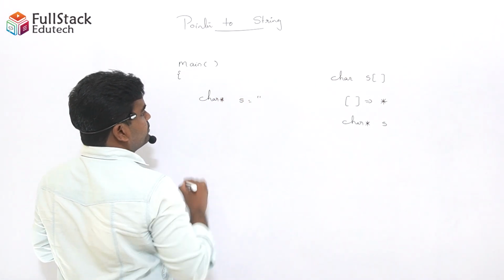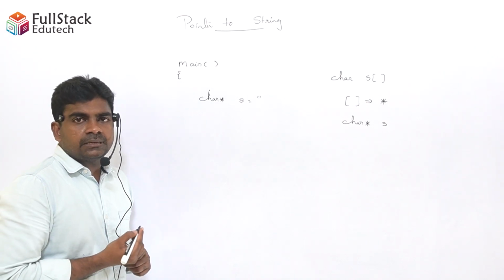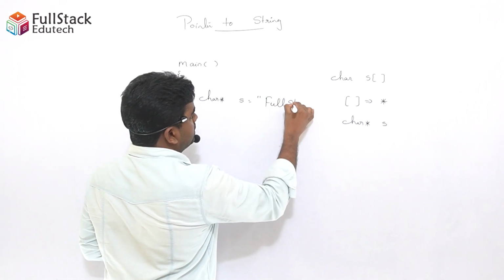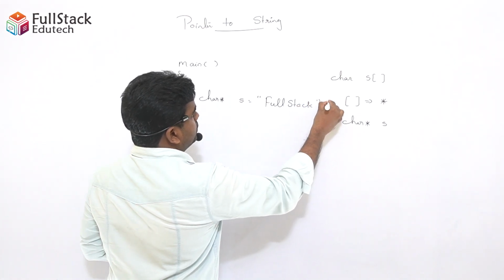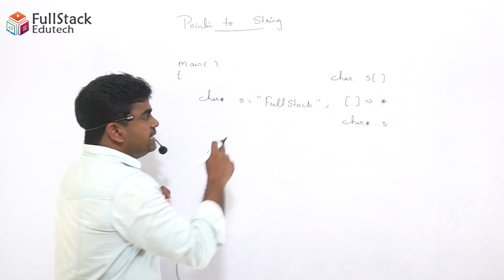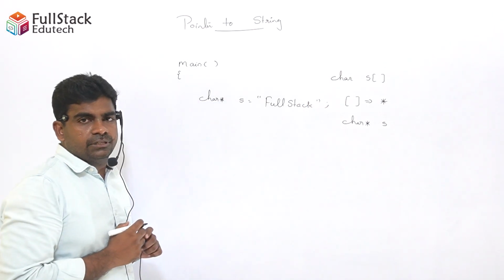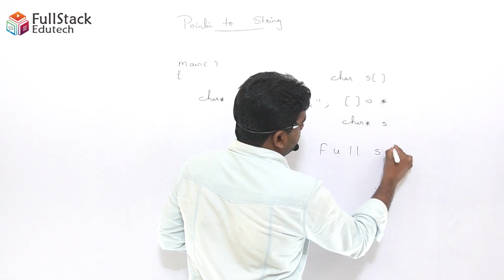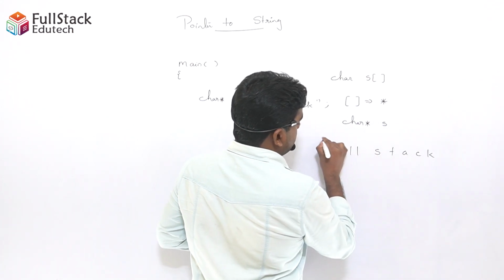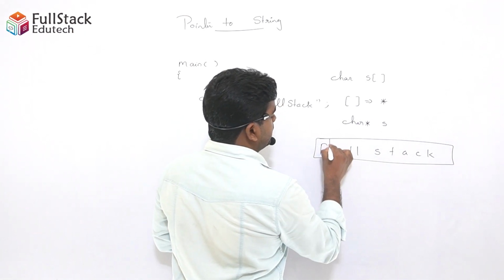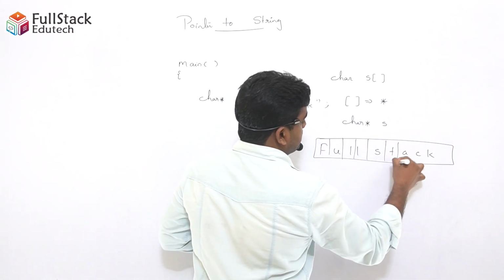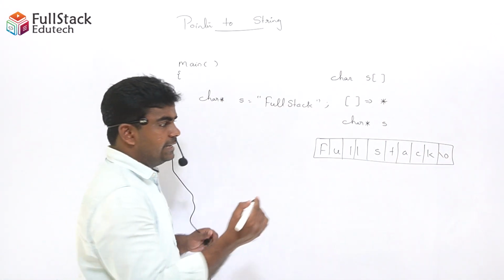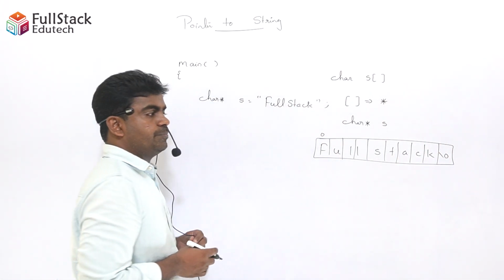One simple example, I am taking character pointer s. Directly you can specify the string here. Suppose I'm taking "full stack". Then the memory will be allocated for the full stack. You know that it is side by side memory locations, and with the last character being a null character, memory will be allocated. Index starting with 0.